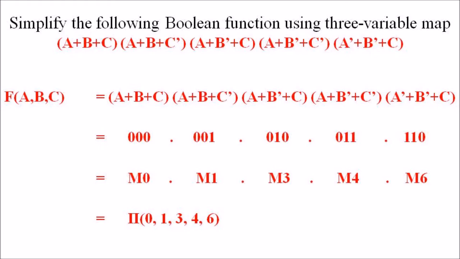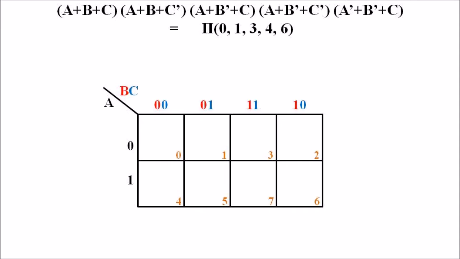This 000 is equivalent to M0. 001 is equivalent to M1, 010 is equivalent to M3, 011 is equivalent to M4, and 110 is equivalent to M6. That is, the given function f(a, b, c) is equivalent to M0 · M1 · M3 · M4 · M6, or simply Pi of 0, 1, 3, 4, 6. So the given function is represented in max term representation as Pi of 0, 1, 3, 4, 6.